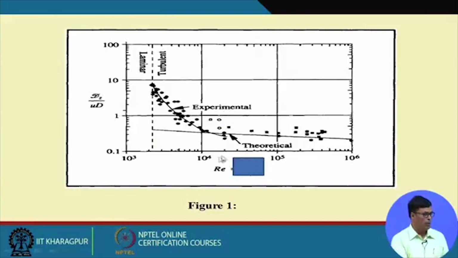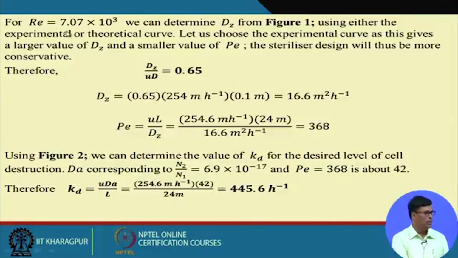We have a plot between the Reynolds number and this dispersion coefficient, where this is the diffusivity and this is the velocity. So if you know the Reynolds number, you can find the corresponding value. And the Reynolds number here is 7.07 into 10 to the power 3, so we can determine the dz value.